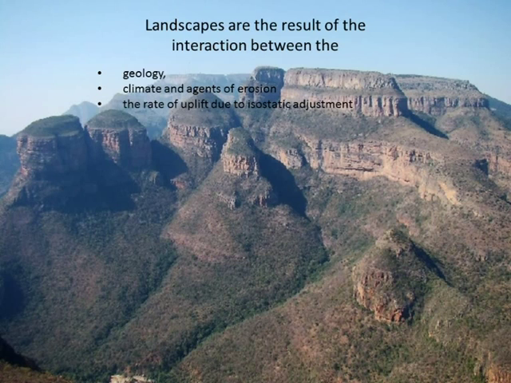This particular landscape at Blyde Canyon is an area that has been lifted up rapidly fairly recently, and so the agents of erosion, the rivers, have cut down deep into the landscape. So you can see here the rivers have caused this down cutting, and they've left behind as a result these erosion features, which are made up of horizontal rock layers. You can quite clearly see here the horizontal rock layers. So it's a very vertical landscape, but made up of horizontal layers.